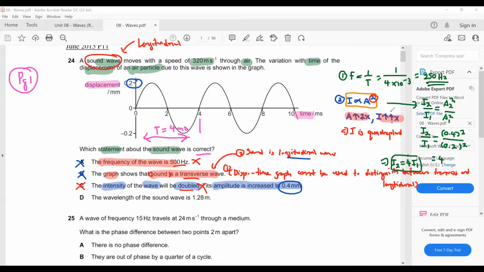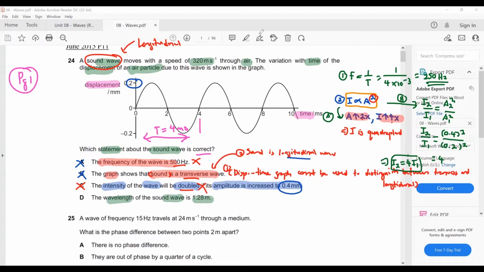Okay, so usually there are two ways to go about this. Either you do it like this, or either you do it like this. The method B is actually more tedious. Method A is actually more straightforward. Okay, so C is wrong. Now that leaves you only answer choice D. Wavelength of the sound wave is actually 1.28 meter.